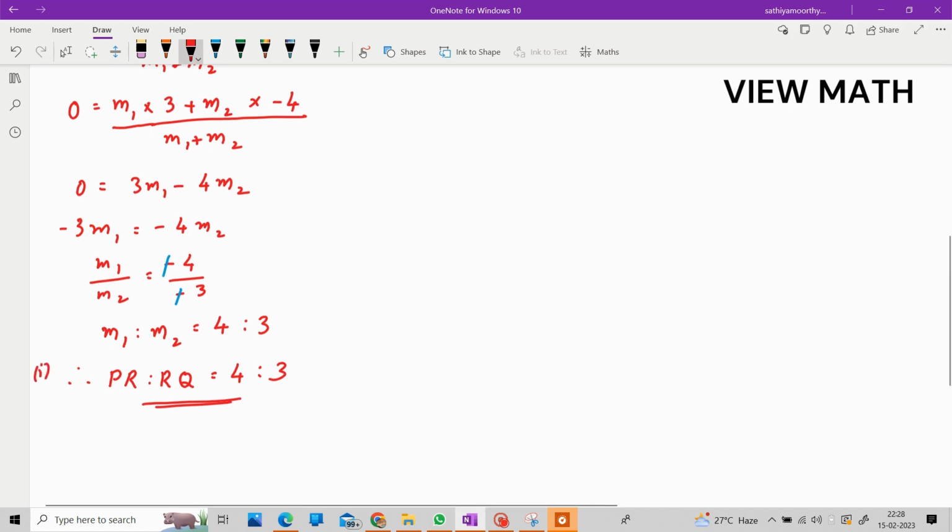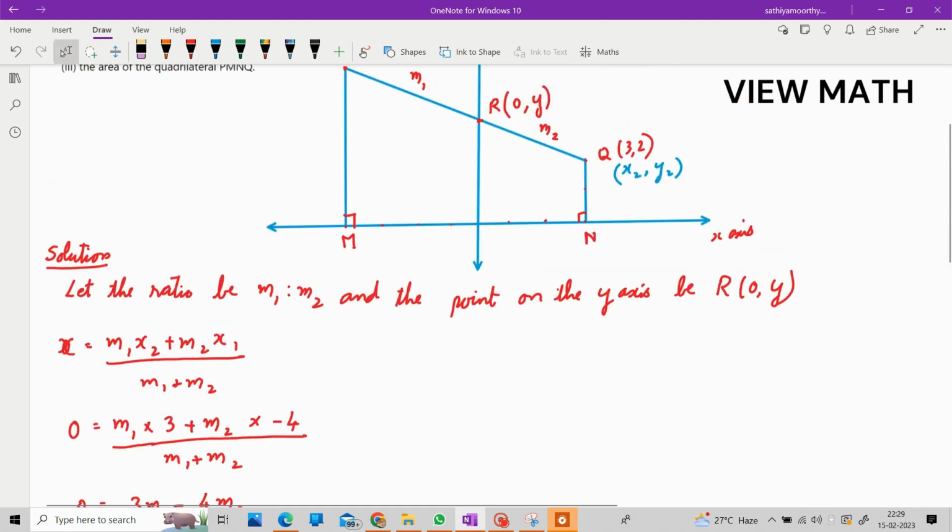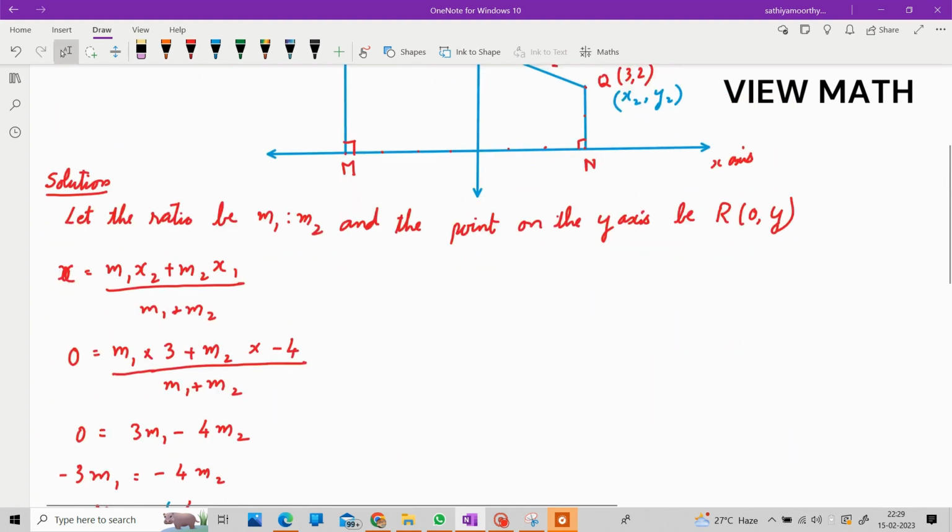Now I'm going to move to the second subdivision. They're asking us to find the coordinate of R. I know the x coordinate, I need to find the y coordinate. y is equal to (m1 y2 + m2 y1) by (m1 + m2). In this, y2 is 2 and y1 is 5.